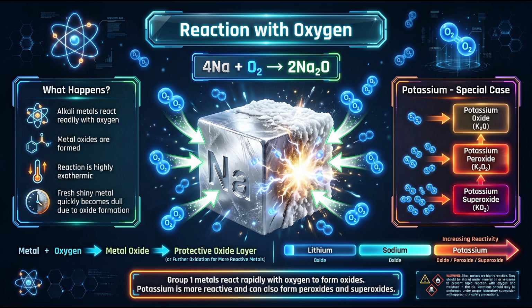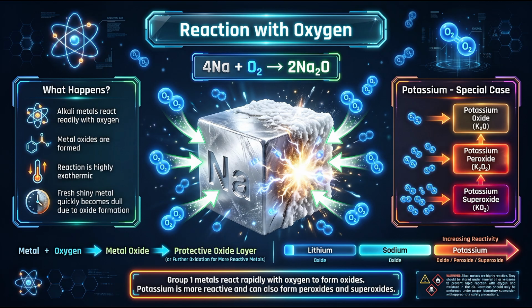The increasing reactivity occurs because atomic size increases down the group. As each new electron shell is added, the outermost electron moves farther from the nucleus. At the same time, the shielding effect produced by the inner electron shells increases.